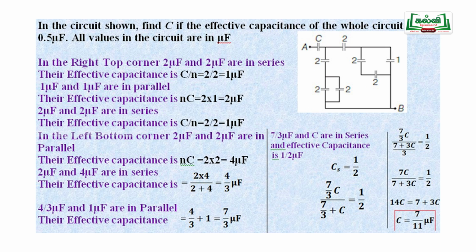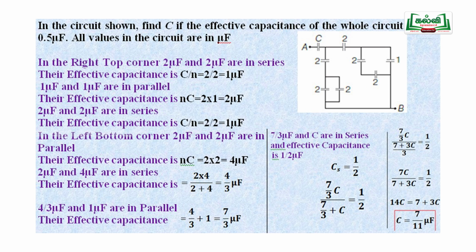So, for series what is the formula? C1 C2 by C1 plus C2. So, 2 into 4 by 2 plus 4 is nothing but 6, 8 by 6 which is nothing but 4 by 3. So, in place of these two I can have only one capacitor 4 by 3. Look at these two, they are in series. So, what is the value, are they also equal?